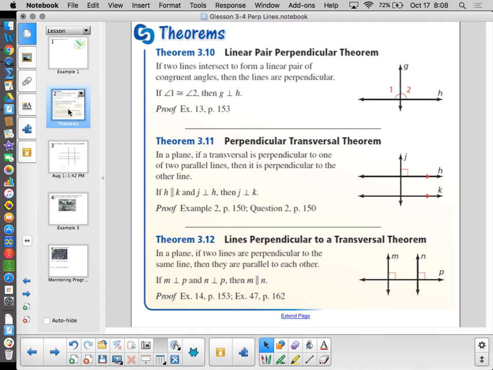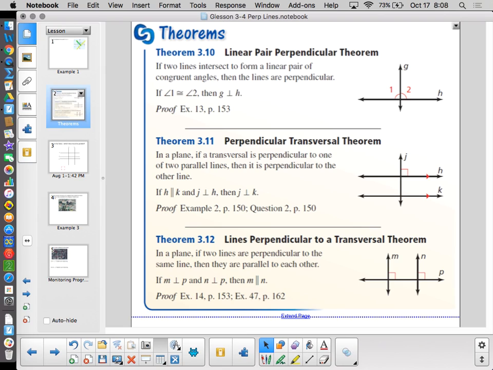We have three basic theorems we're dealing with this time. First off, the linear pair perpendicular theorem, which is a really long name for something that's really simple to think about. Basically, if two lines intersect to form a linear pair of congruent angles. Well, linear pair means what? They add up to 180, right? And if those angles are congruent, then both of them have to be 90. Because 180 divided by 2 is 90.